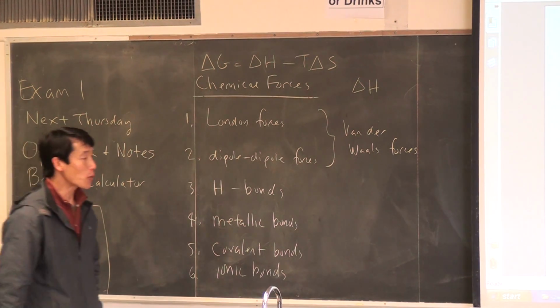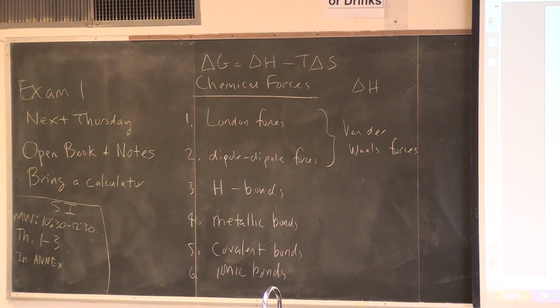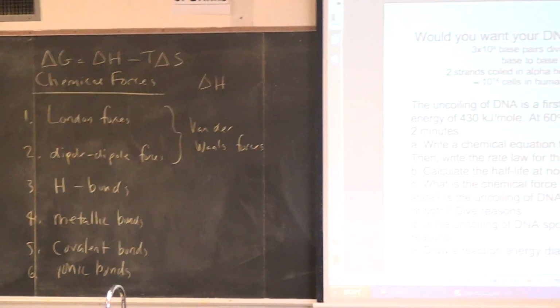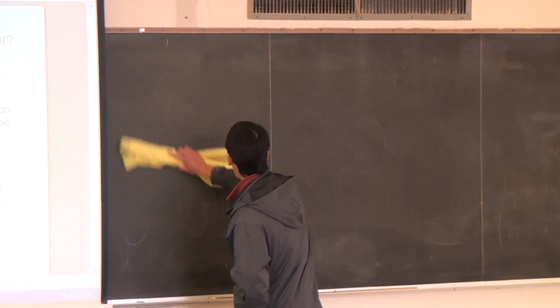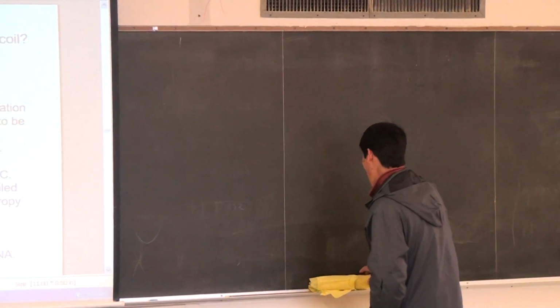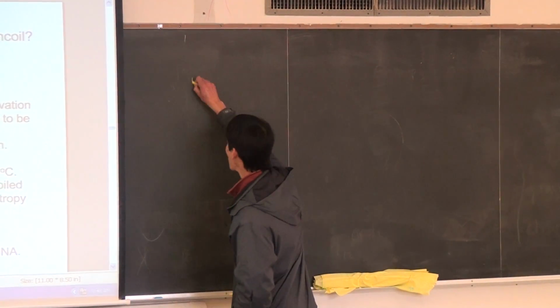Okay, then for part E, draw a reaction energy diagram for the uncoiling of DNA. So what would that reaction energy diagram look like? In the reaction energy diagram, what quantity is plotted on the x-axis and what's plotted on the y-axis?